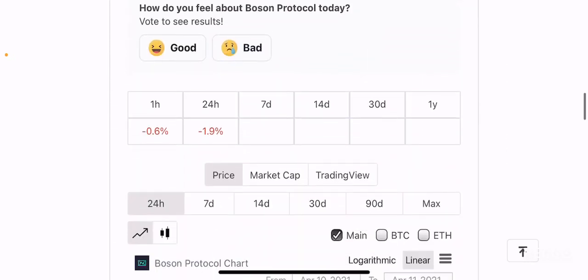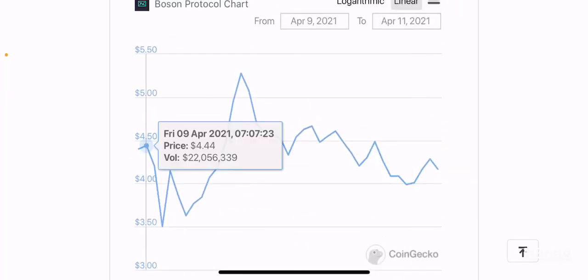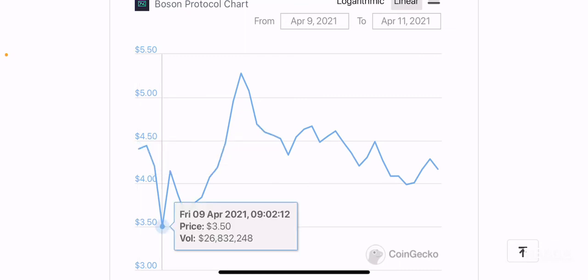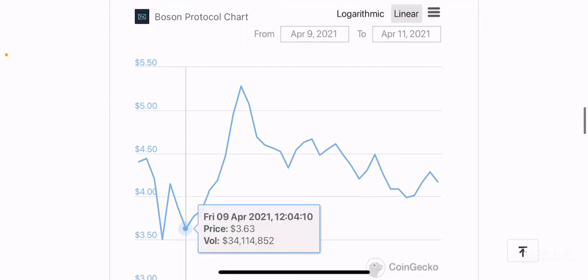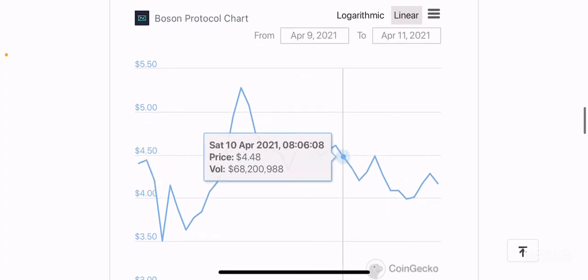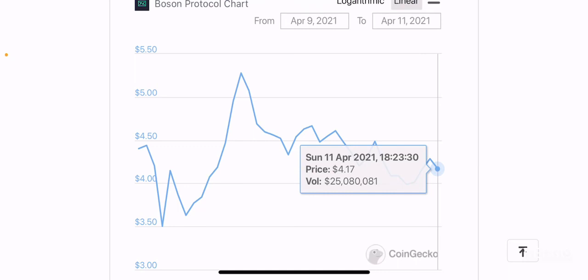Let's look at the charts for Boson protocol. You can clearly see that there's not a lot of data available. You can clearly see that the data is available only from the 9th of April, which is basically from the end of last week, where the token price was trading at $4.40, and it suddenly crashed to $3.50, and then it reached an all-time high of $5.28, going back down, and it's been in a downtrend, currently stabilizing at around $4.17 range, right? I do believe that this token has a potential to go down even further, and probably even test the price of $3.50 range.